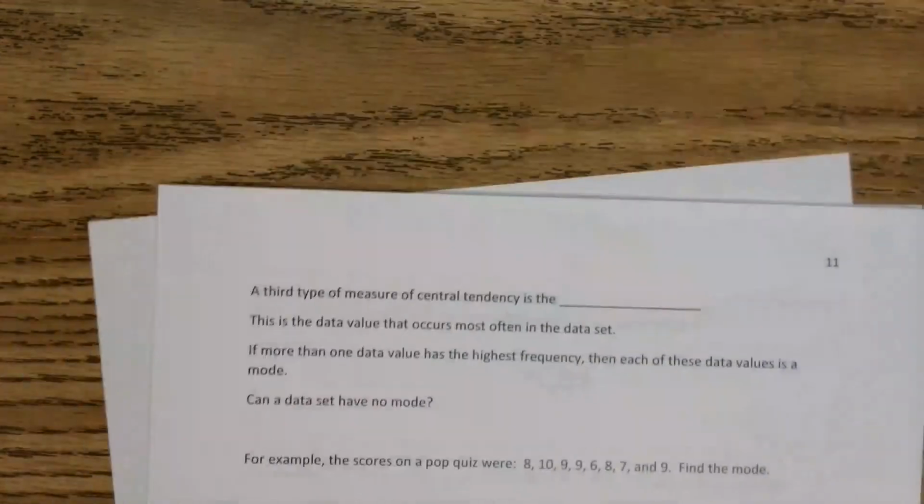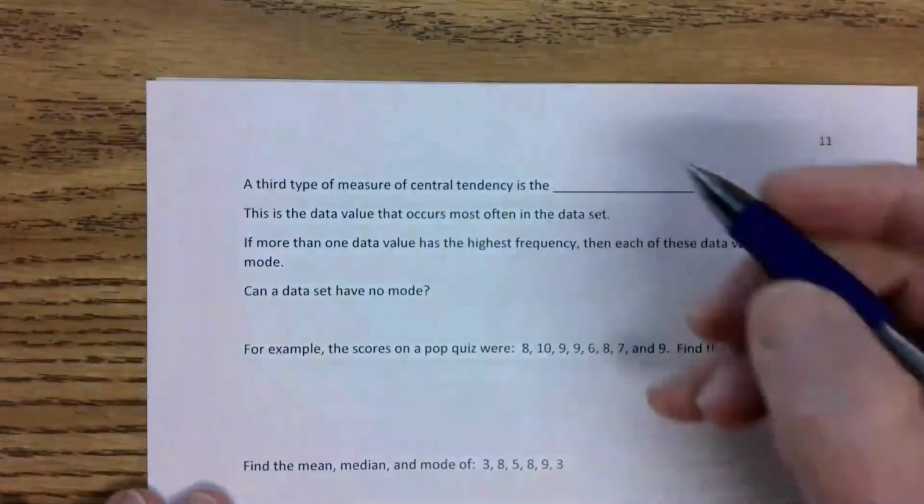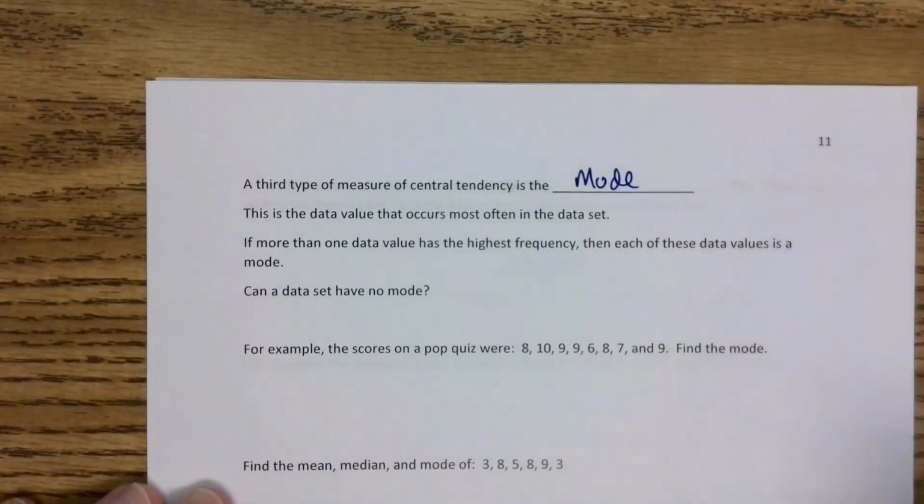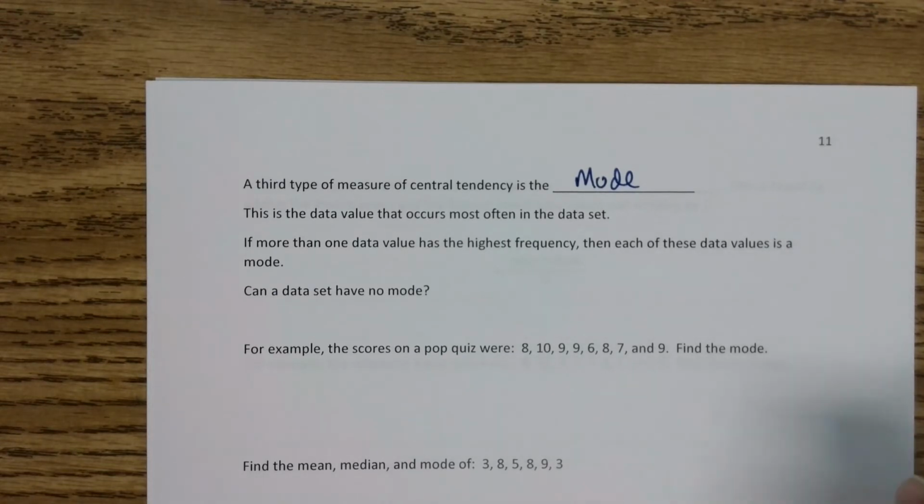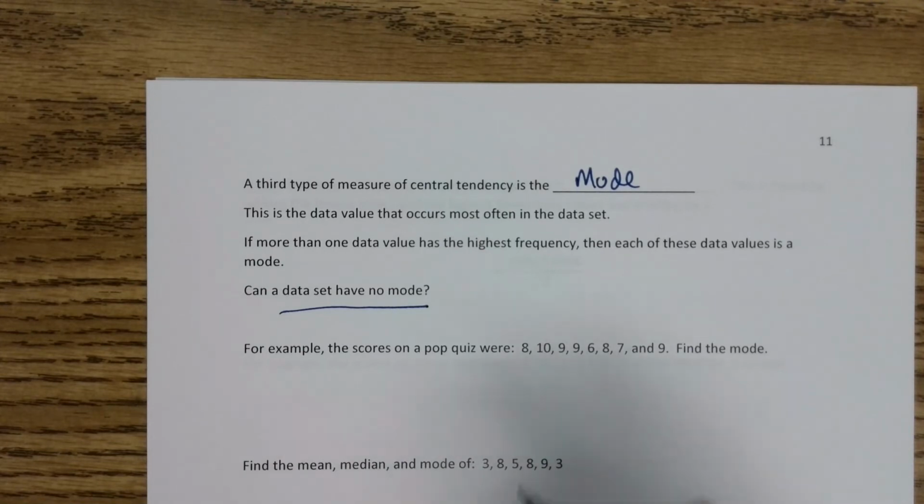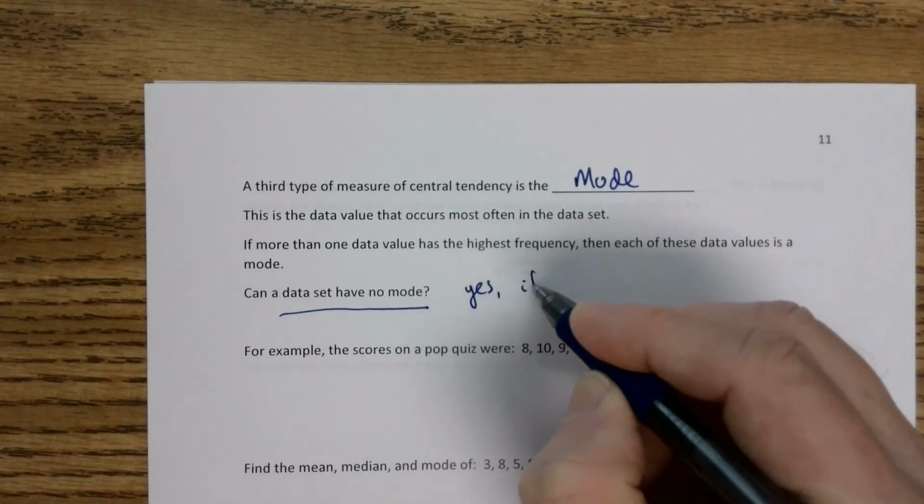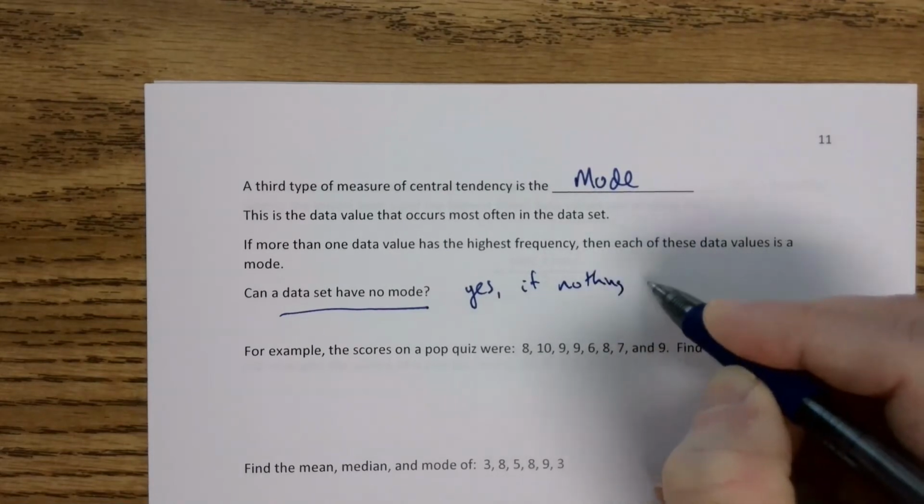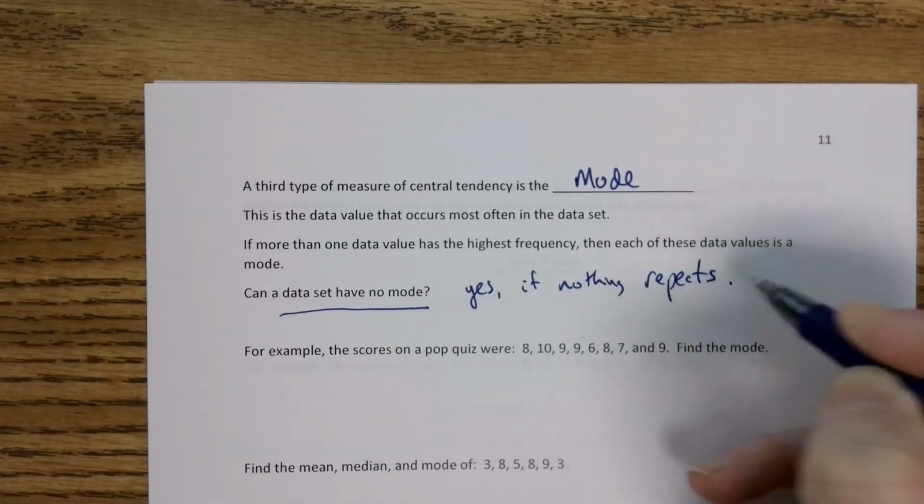Alright, a third type is called the mode. And that is which one occurs the most. You can have more than one mode. So if you have 5 3s and 5 7s, and that's the most of any number, then you can actually have 2 modes. Okay? Now the question is, can a data set have no mode? And the answer is yes, if nothing repeats. That's on your homework, I'm pretty sure.